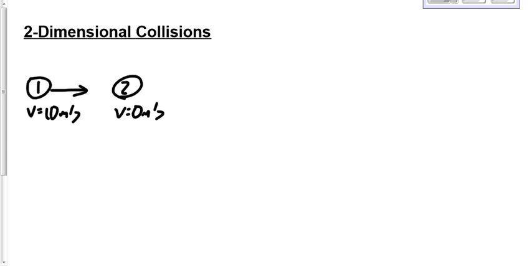So let's say I've got two objects here, object number 1 and object number 2. Object number 2 is at rest, 0 meters per second. Object number 1 is moving towards it with a velocity of 10 meters per second. They're going to stick together, and they're going to head off as one object. Okay, we've done this question before, right? Not these numbers, whatever, but we've done the question where one object is at rest, one object is moving towards it, sticks to it, and then heads off as one, right?